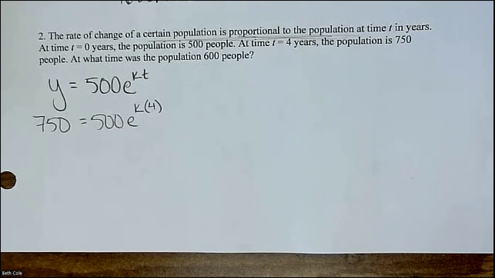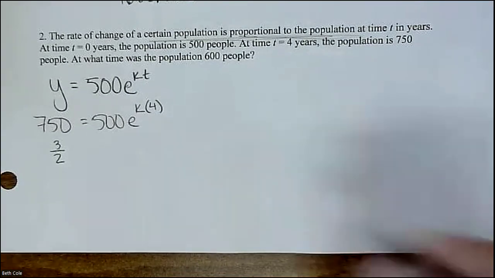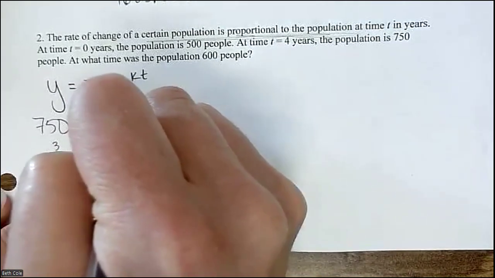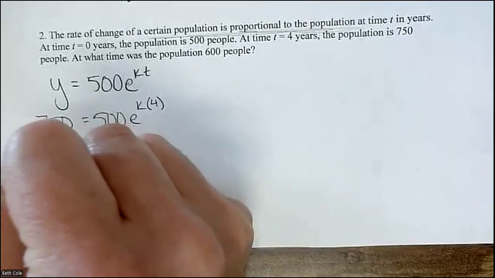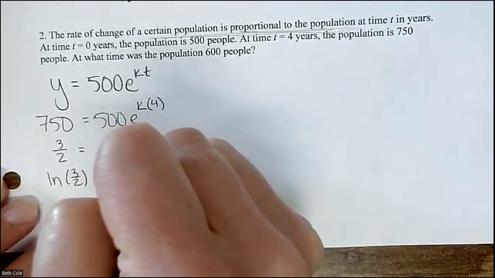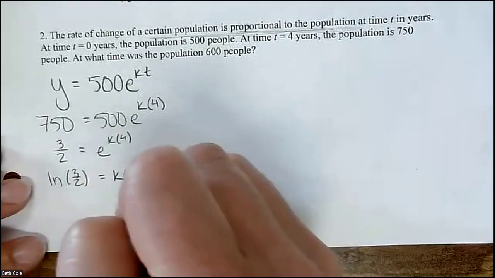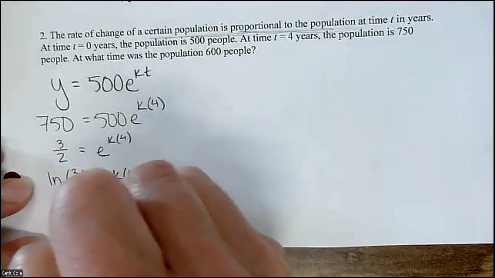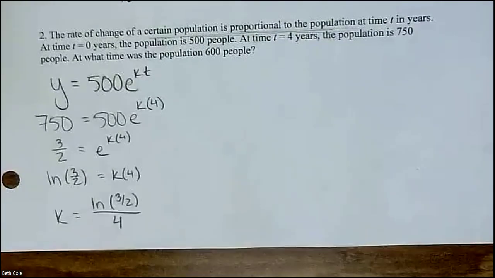So what would you do to both sides? Yeah, you divide by 500. That would be the same as 75 over 50, so 3 over 2 equals e to the power k times 4. All right, then what? These all solve the same way. Yeah, ln to cancel out e, and then divide by 4. This one's going to be a no calculator, so we're going to actually just leave it like that, which seems like you preferred, so that'll be good.